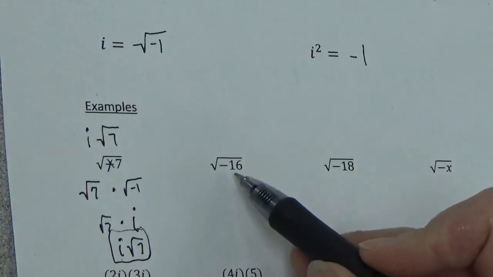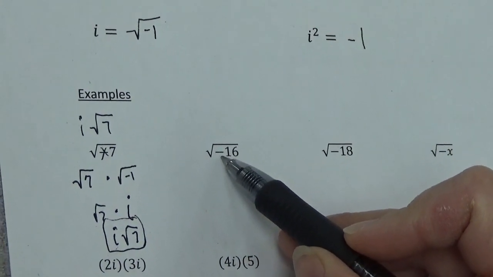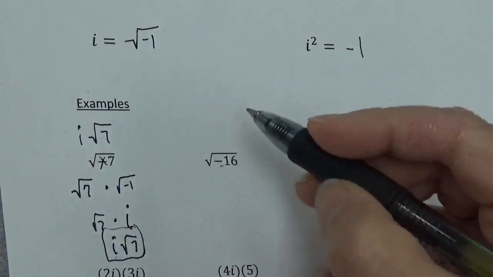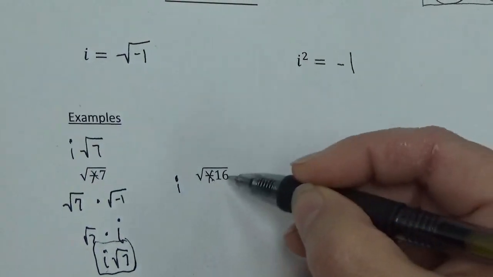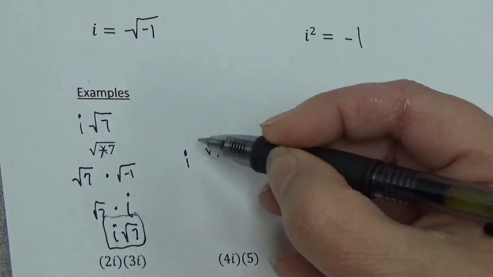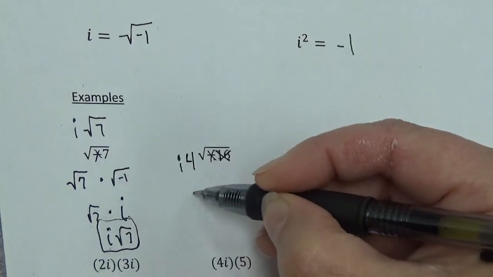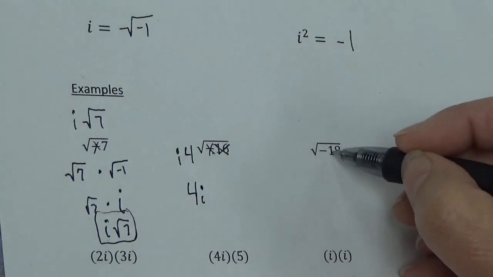So look at this next problem. Using that shortcut, when I see a negative under a radical, I know that the negative is going to cancel out and put an i on the outside. And then the square root of 16 we know is 4, so it's i times 4, which we would write as 4i.